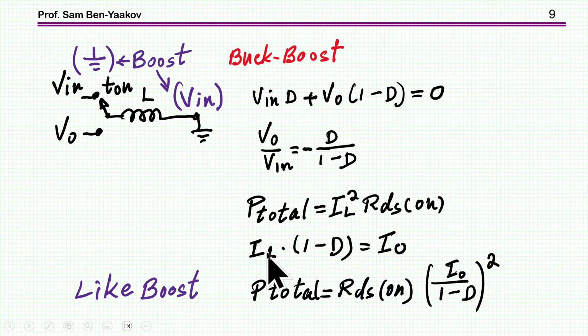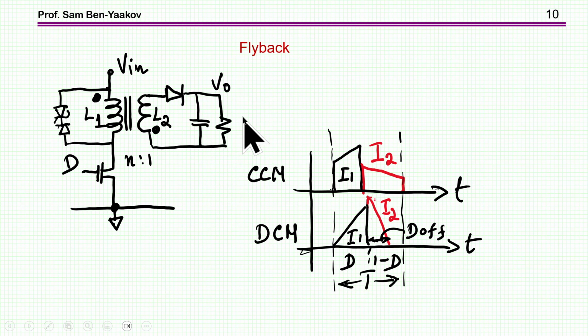Consequently, there is this translation between the output current and the inductor current. And the inductor current is again a function of the output current and the duty cycle. So we have an expression which is really very similar to the boost in terms of the total losses. The total losses now are again a function of the output current, which is clear, and the duty cycle, very similar to the boost. Now, what about the flyback?